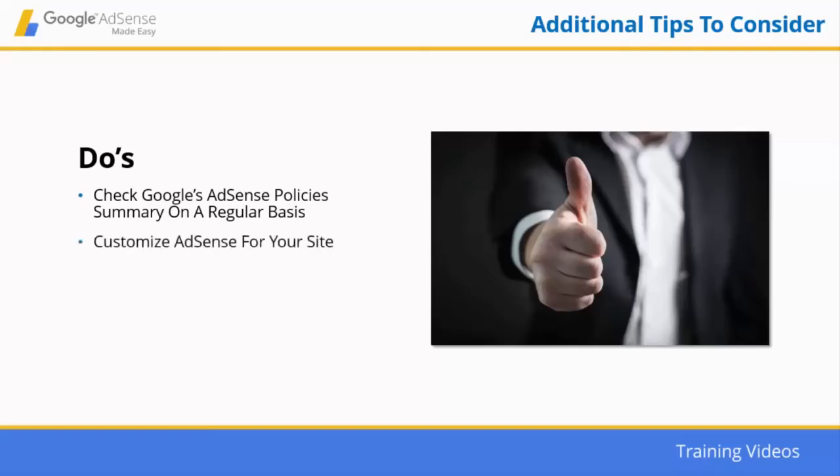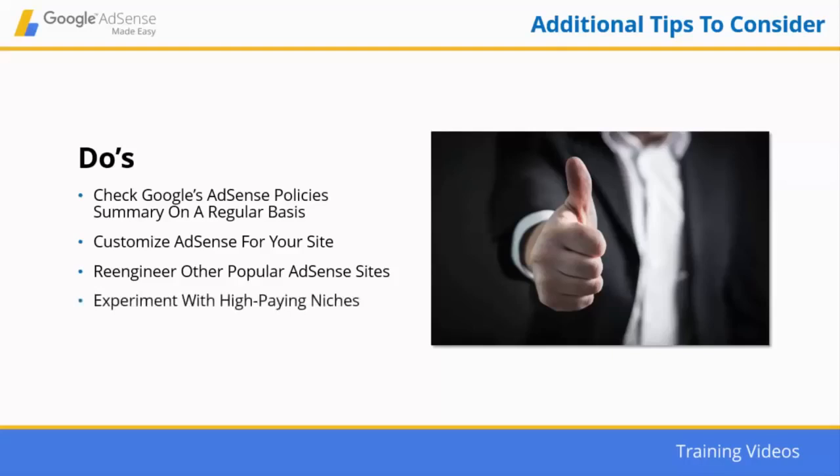Customize AdSense for your site. Google AdSense will integrate into your site at its default setting, so we recommend you to customize its settings according to your site setup. Re-engineer other popular AdSense sites. We recommend you to visit other sites using AdSense as their main monetization strategy to learn how they use ad units on their pages. That way, you can test the same placements on your site to see how well you can monetize their strategies. Experiment with high-paying niches.